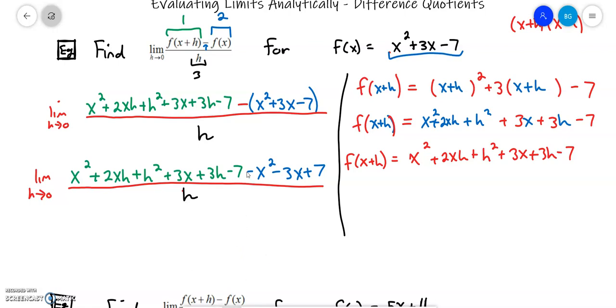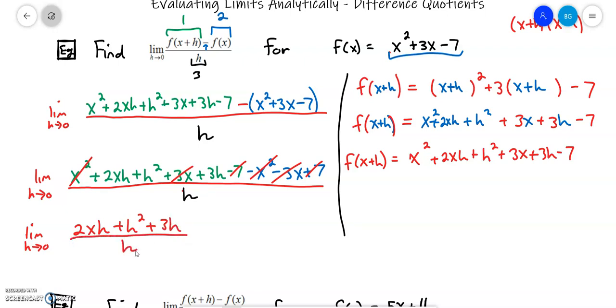All right. And so let's see here. Notice that I have minus 7 plus 7. That'll cancel. Plus 3x minus 3x. That'll cancel. X squared minus x squared. That will cancel. And so let's write out what's left over. I want the limit as h goes to 0 of, again dropping the color coding at this point, 2xh plus h squared plus 3h, all divided by h.